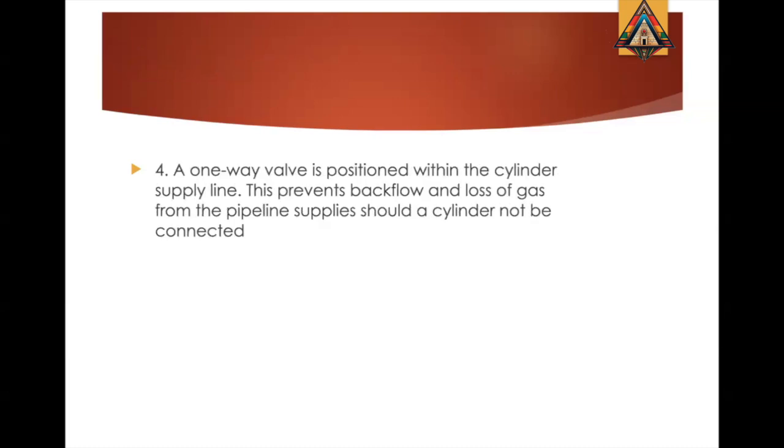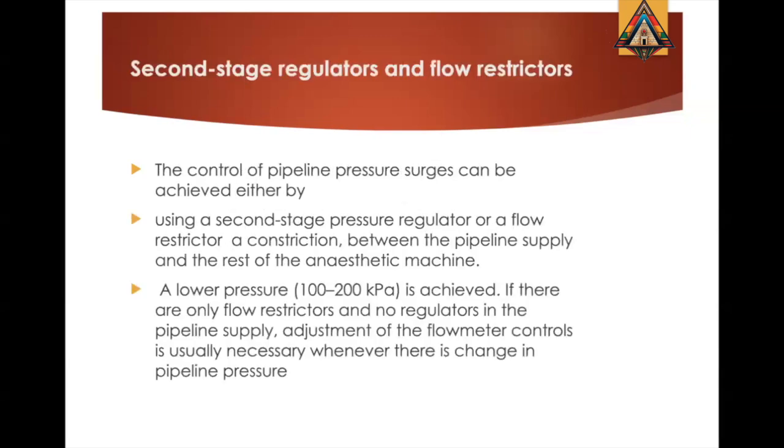A one-way valve is positioned within the cylinder supply line. This prevents backflow and loss of gas from the pipeline supply, should the cylinder not be connected. This moves on then to a second stage regulator and flow restrictor.